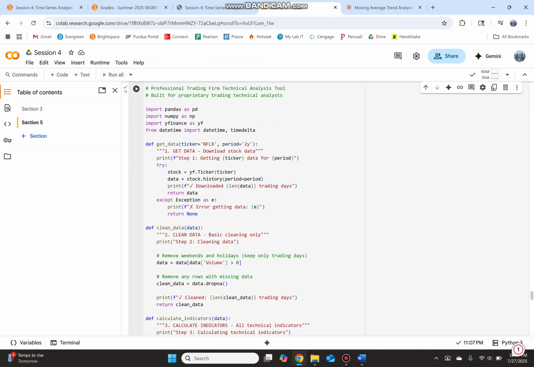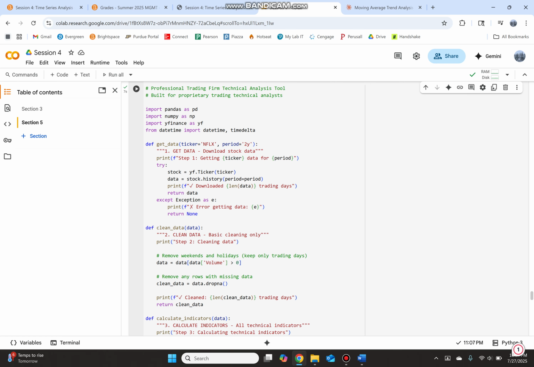I've built. It's a simple tool. It has 6 steps. First, it gets data. Second, it cleans it. Third, it calculates all indicators. Fourth, it gives me a signal based on those indicators. Fifth, it validates my findings. And sixth, it documents them in a report.